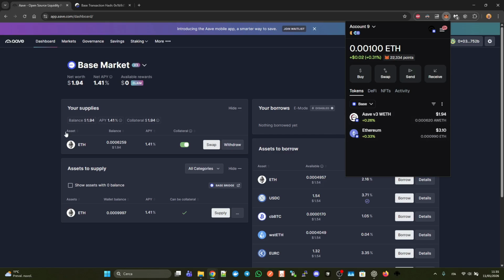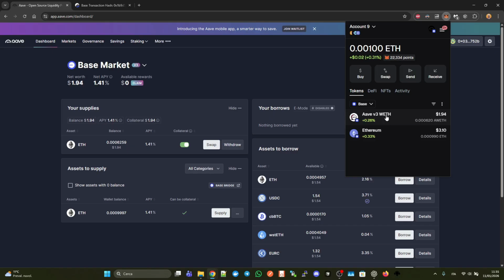It is 0.3062 whatever, and it should be an amount similar to this. So the platform has taken from me $2 worth of ETH. In fact, I had $5. Now I have $3.1, and it has given me this almost $2 of Aave V3 WETH. This is another token, a rebase token.